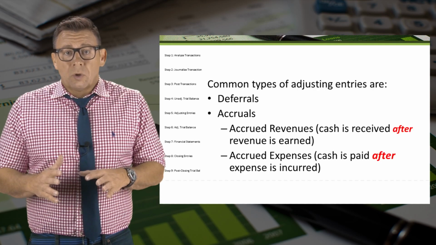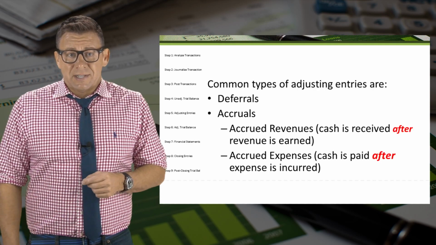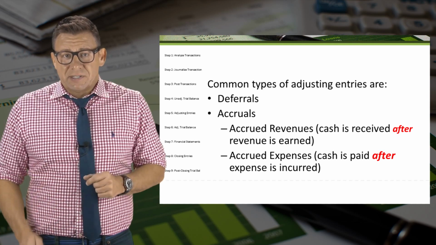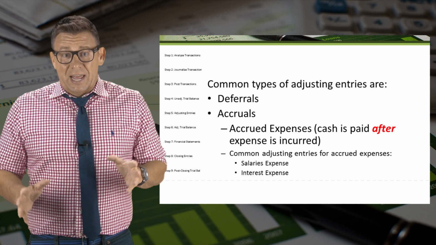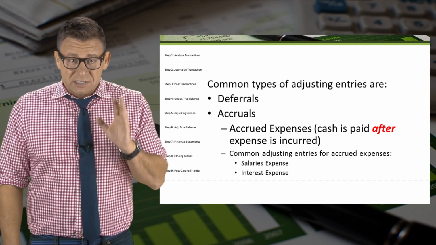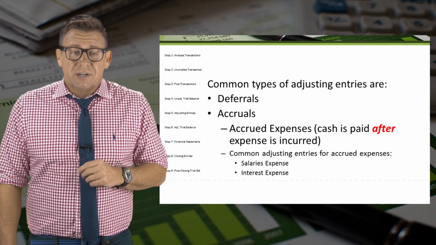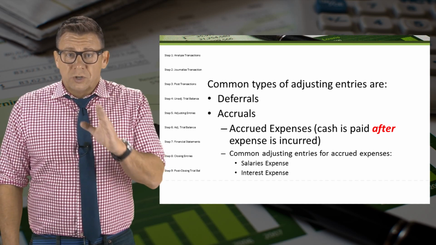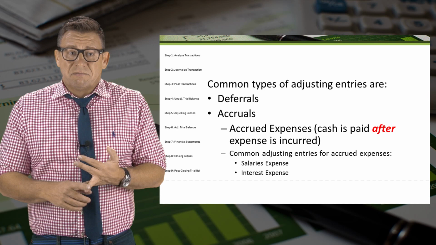Another type of accrual is accrued expenses. This means that cash is paid after the expense is incurred. Companies tend to have a lot of accrued expenses, as this is the most common type of adjusting entry. Some common examples of adjusting entries for accrued expenses are salary expense and interest expense.